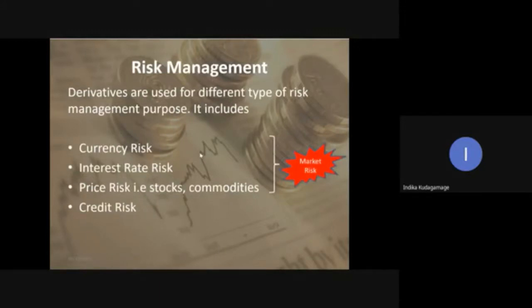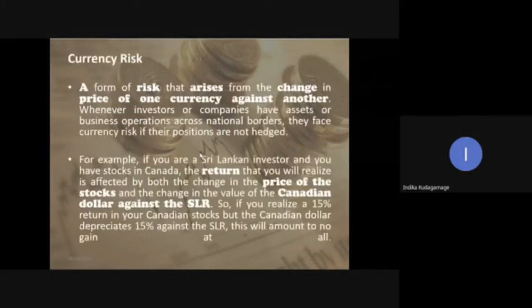Risk management. Under risk management, you have currency risk, interest rate risk, price or stock commodity risk. That is the market risk. Then you have the credit risk. We use derivatives to cover all these risks. Foreign currency risk is any risk arising from currency fluctuations. In order to avoid that, we can structure a derivative.